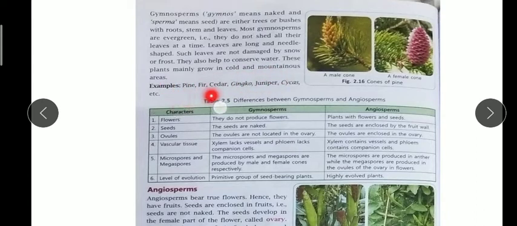Many examples are given. You can see pine, fir, cedar, ginkgo, juniper, cycas, etc. You can learn any three or four.